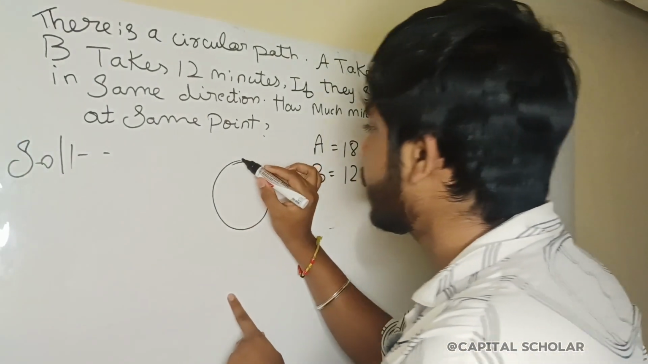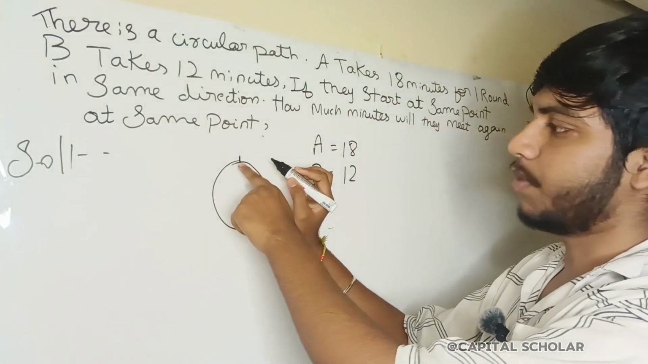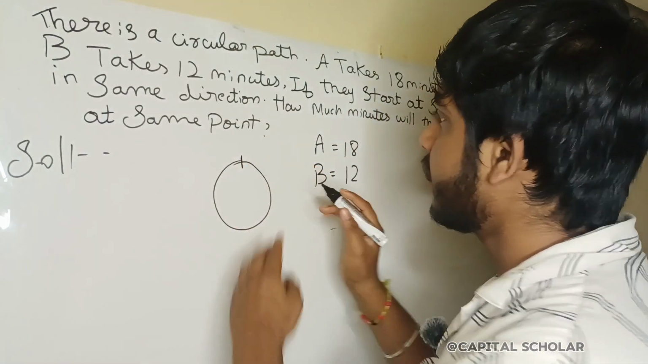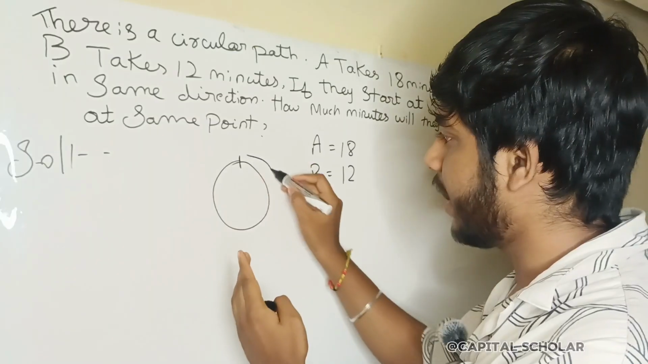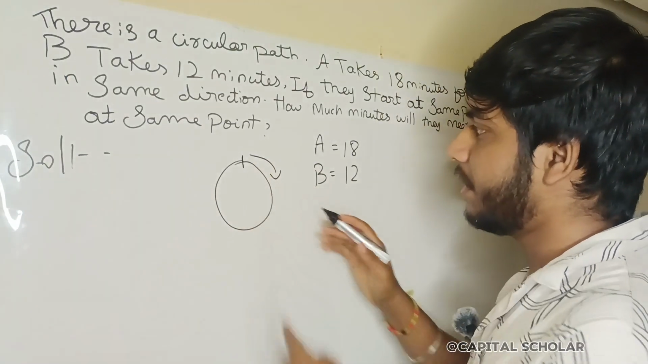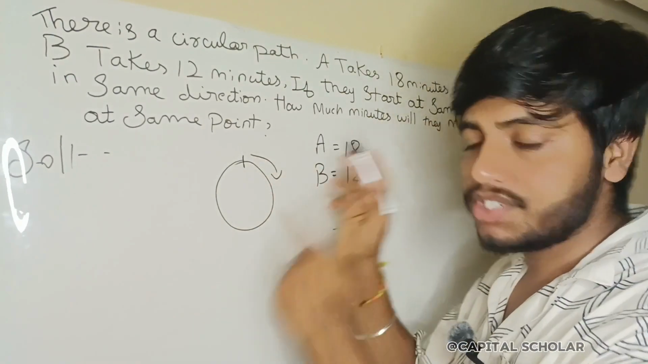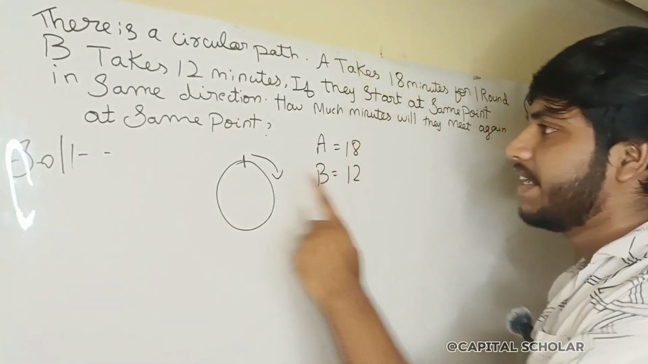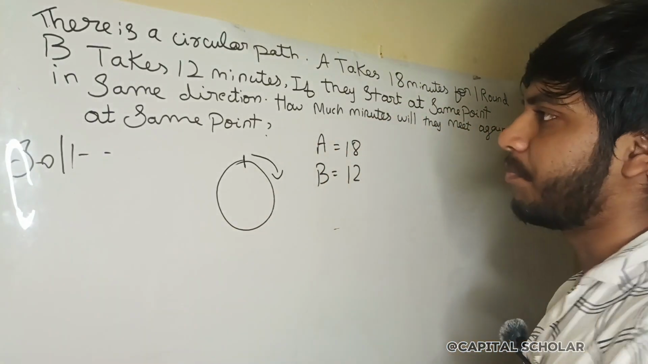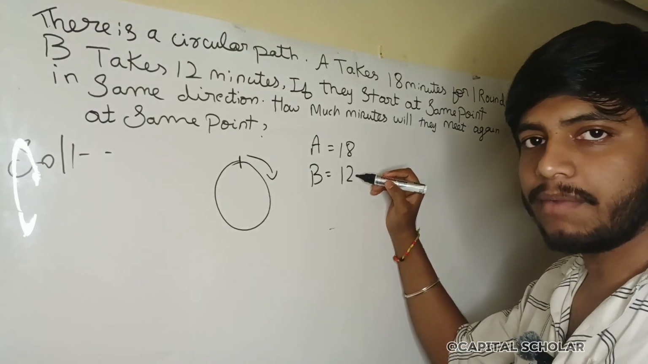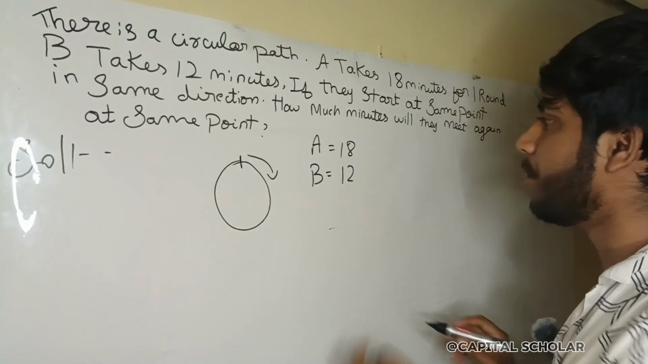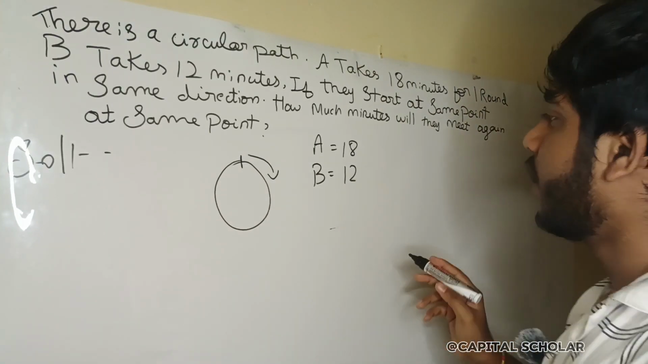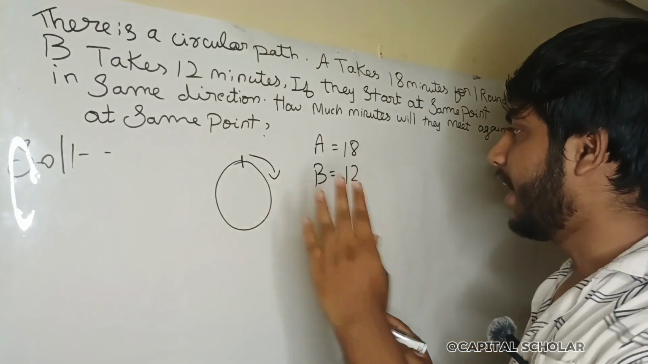So if this is a starting point, and they start at the same time and go in the same direction, how many minutes will it take for them to meet again at the starting point? Here we have to take the LCM, because the time will be higher than 12 and also higher than 18. So let us take the LCM of 18 and 12.